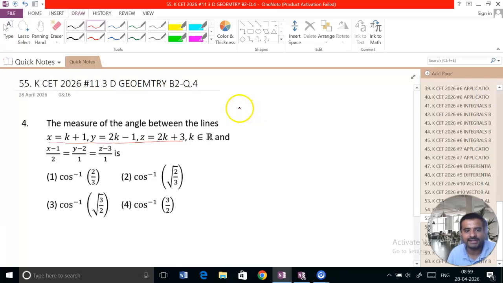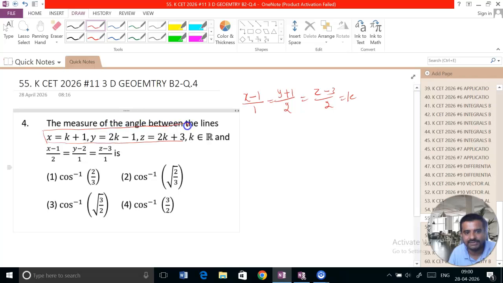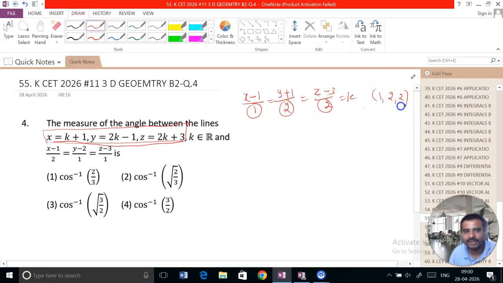You know the vector form and Cartesian form of a line parallel to a given vector. So here this can be converted as (x minus 1) divided by 1 is equal to (y plus 1) divided by 2 is equal to (z minus 1) divided by 2 is equal to k. So this is the equation we can get, and from this the direction ratios are 1, 2, 2. From the other equation, we can see this is already in Cartesian form. The direction ratios are 2, 1, 1.